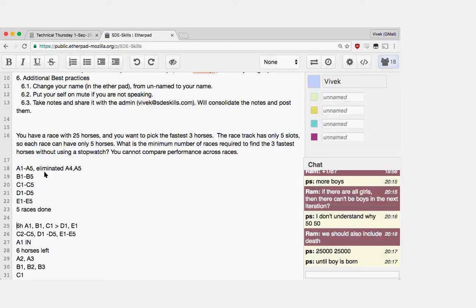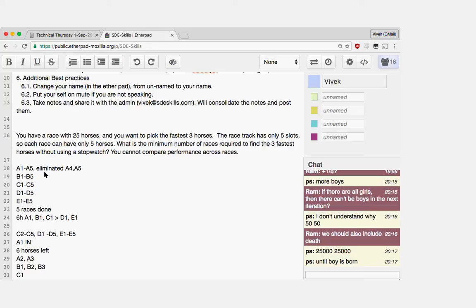Then in the 6th race, you have actually picked all the winners of the first 5 races, and as a part of that, you figured out that D1 and E1 are the last ones. Okay. And since D1 and E1 are the last ones, everything from D, like D2, also cannot be in the top 3. E2 cannot be in the top 3, E1 cannot be in the top 3. So those things have been eliminated.